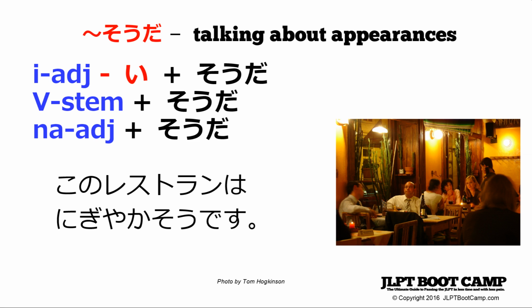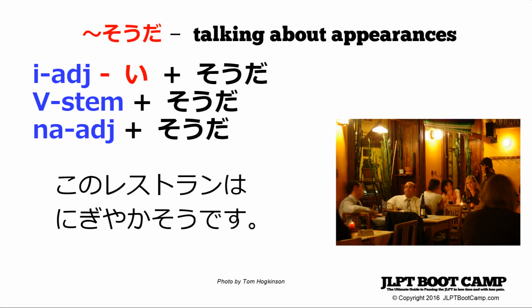So for example, "Kono restaurant wa nigiyaka sou desu." So this restaurant, and then wa is the topic marking particle. Nigiyaka means lively, and then sou desu is "seems." So this restaurant seems lively. And with na adjectives, you don't have to change anything, just add sou desu.